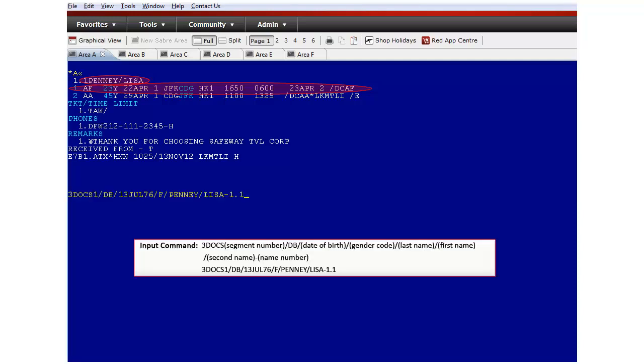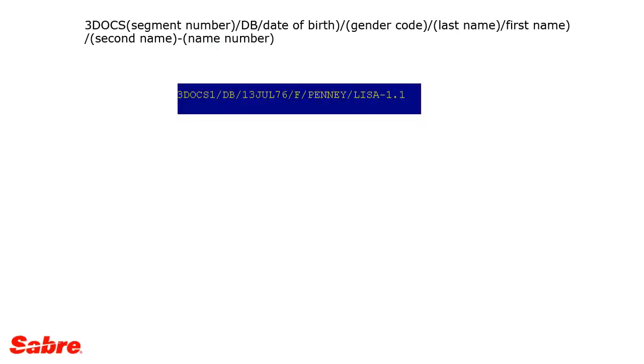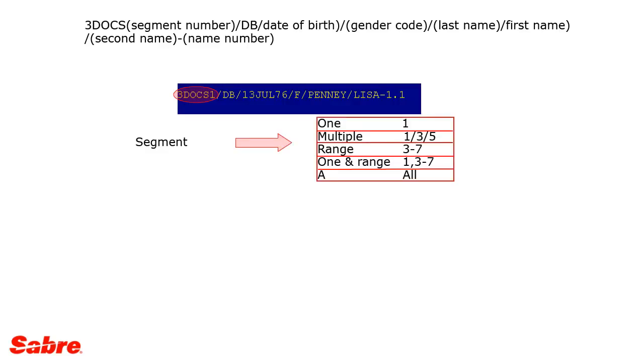Type 3 DOCS 1/DB/13 JUL 76/F/Penny/Lisa-1.1. The explanation is as follows. Number 3, because the airline is Air France. DOCS and a segment selection. In this example, segment number 1. You can select multiple segments or a segment range.